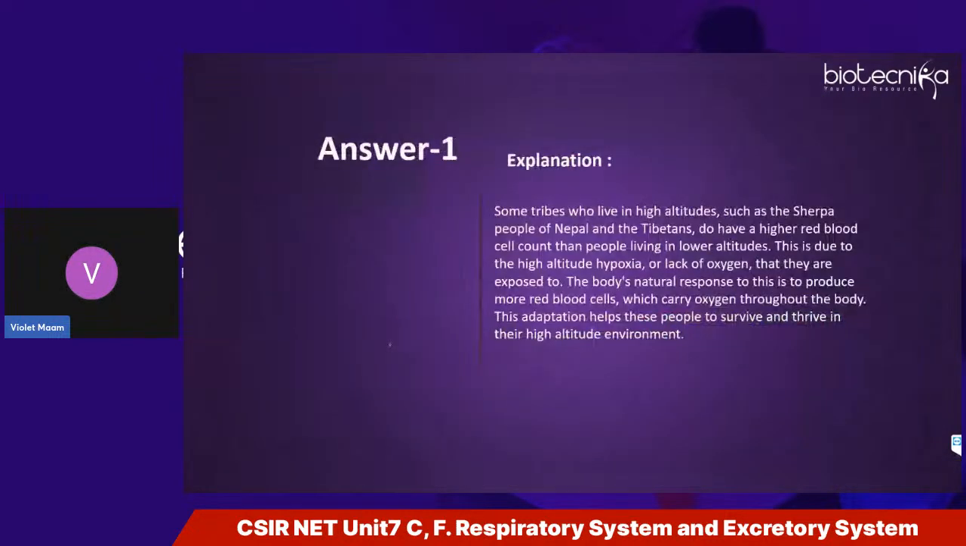Some tribes who live in high altitudes have a higher red blood cell count than people living in lower altitudes. Why is their RBC higher? Because of higher EPO. This is due to high altitude hypoxia, or lack of oxygen, that they are exposed to. The body's natural response to this is to produce more RBCs, which carry oxygen throughout the body. This adaptation helps these people to survive and thrive in their high altitude environment.